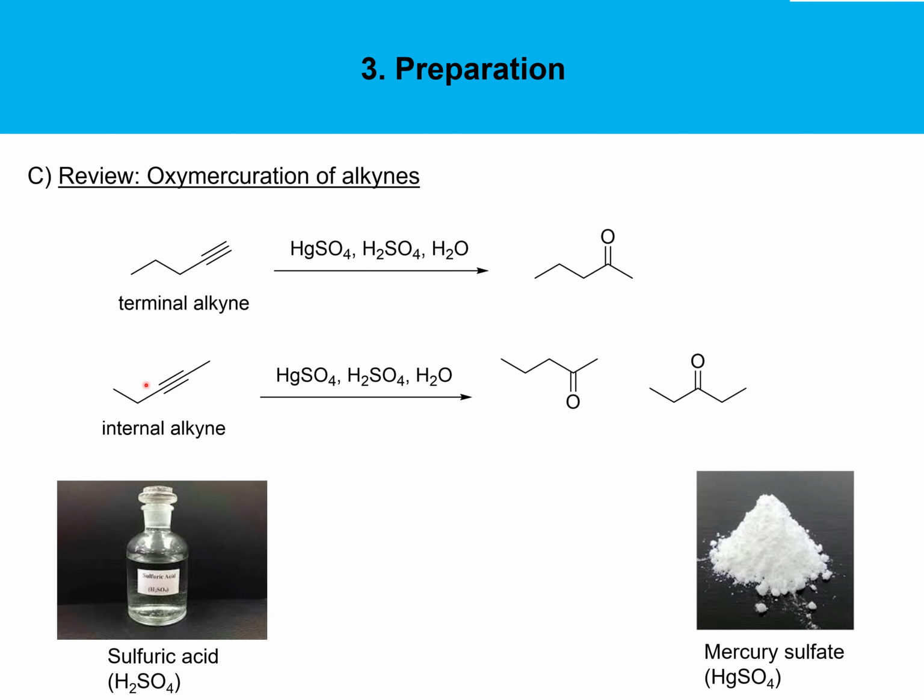So in this case, there's actually no carbon that is more substituted per se, and so we end up with these two ketones. Notice this is very similar to the hydroboration of internal alkynes. We end up with two ketones. With terminal alkynes, whether it's through oxymercuration or hydroboration, you can get a single carbonyl. In the case of hydroboration, we end up with an aldehyde. In the case of oxymercuration, we'd end up with a ketone.